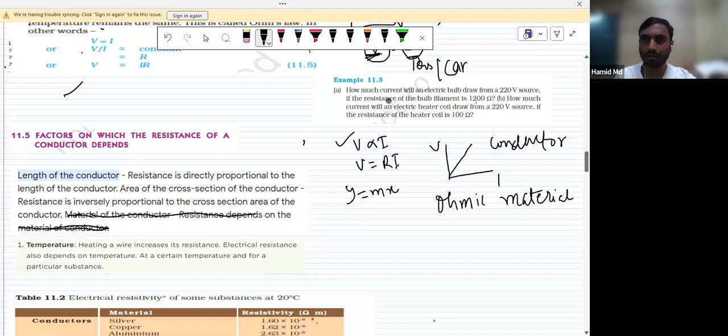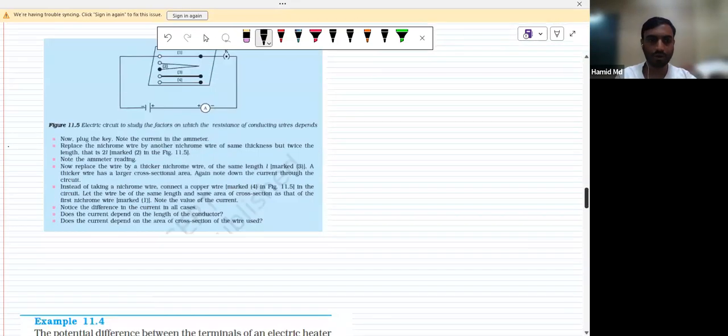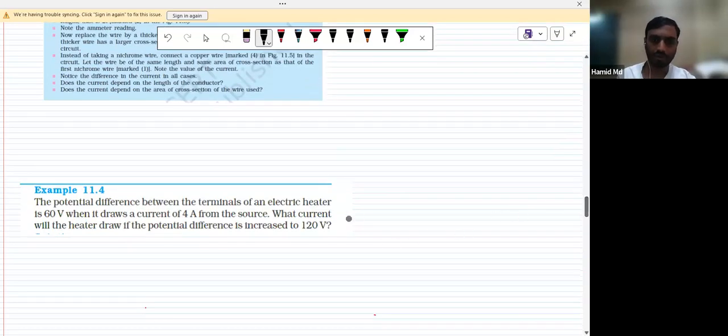We did this numerical in the class, right? Numerical number 11.13. Okay, I think we solved all 2-3 numericals. The potential difference between the terminals of an electric heater is 160 volt when it draws a current of 4 ampere from the source. What current will the heater draw? We didn't do it? No, sir. So will you do it? Yes, sir. First of all, write down the data.